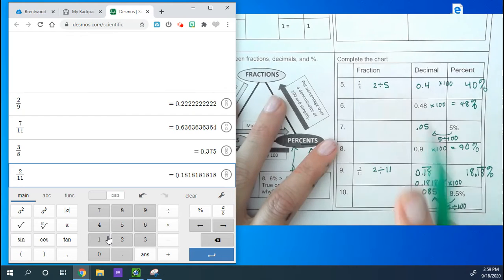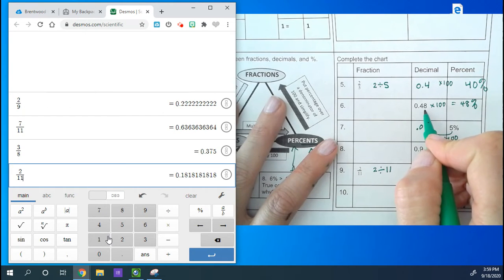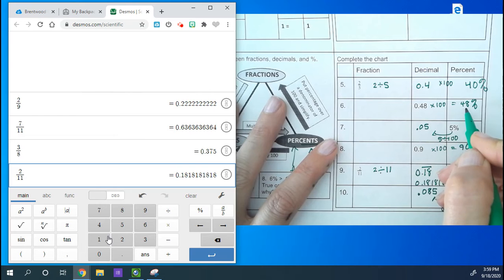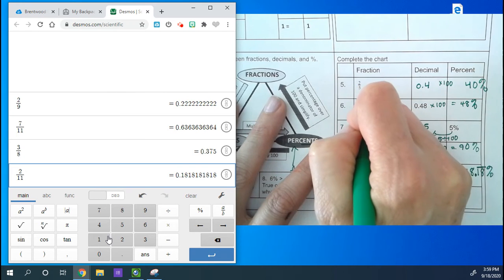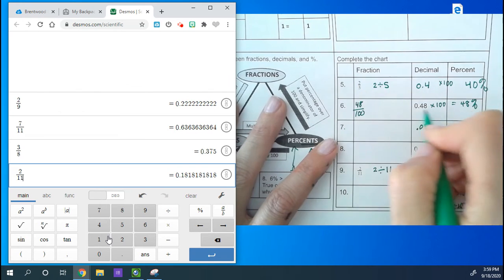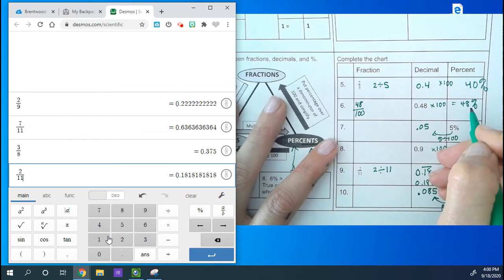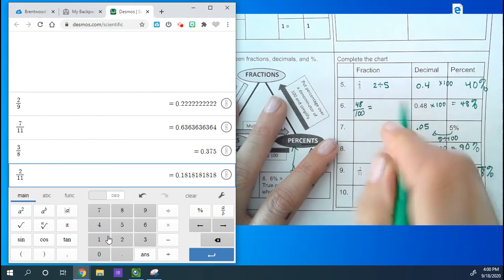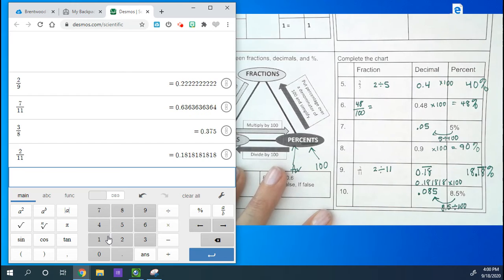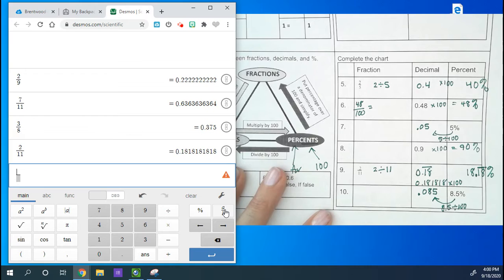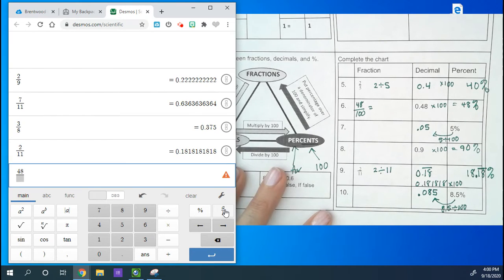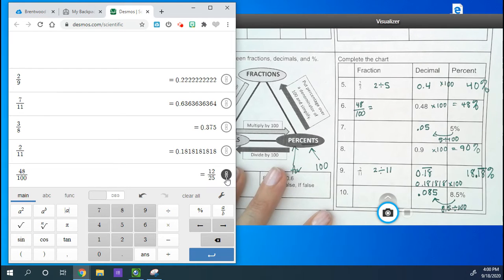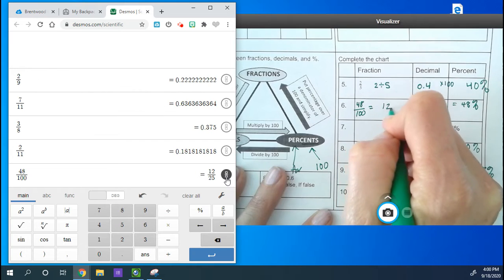Both will work. So this is 48 hundredths. This says 48 per 100. They're both saying the same thing. 48 hundredths, 48 per 100. And then you just reduce that number, okay? The calculator will reduce for us here, I'm pretty sure. So let's see, 48 over 100, okay? Let's see what it says it is as a fraction. 12 25ths.